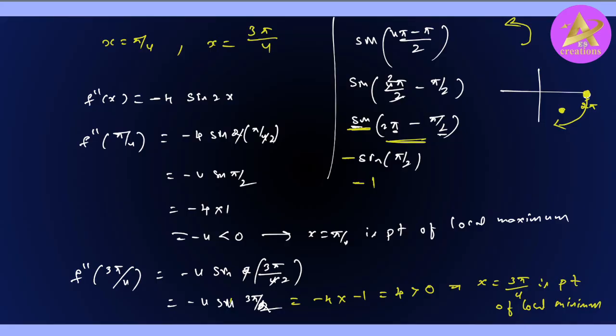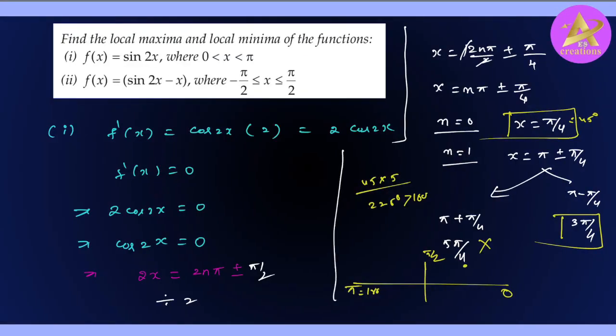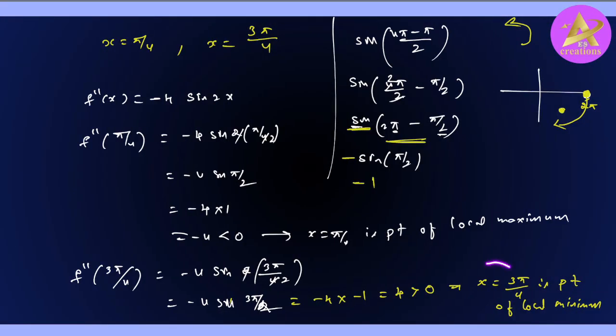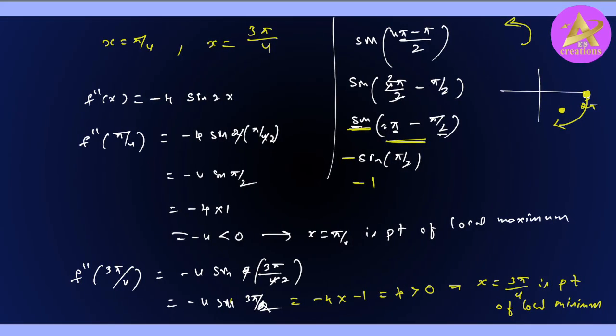I hope this is clear. I think okay. He has to find the local maximum, local minima. That means you have to find local maximum, local minima, these are the points only. This is the point of local minima, and this is the point of local maximum. We have to find the value also. For that we have to substitute the values in the given function.